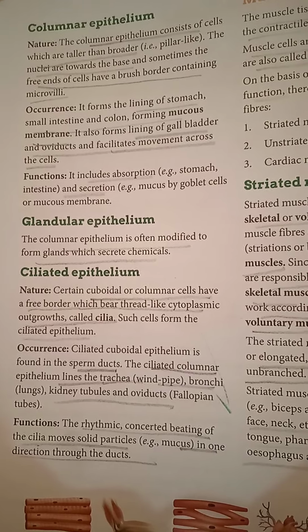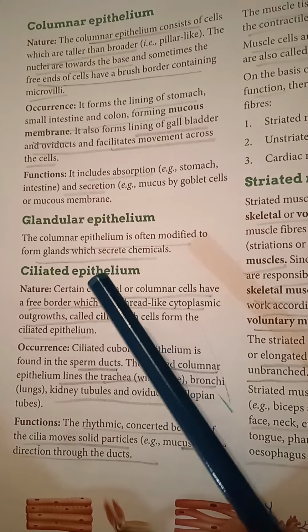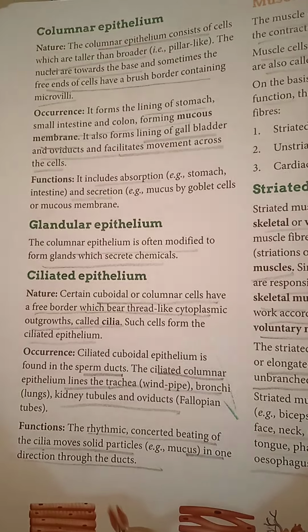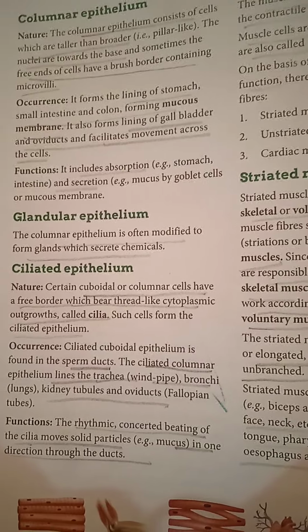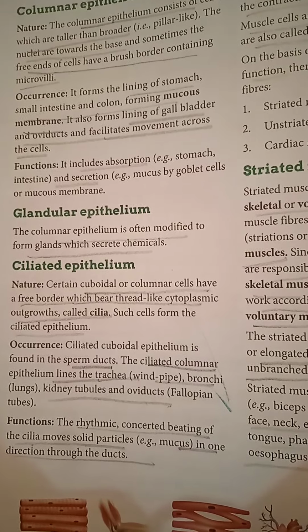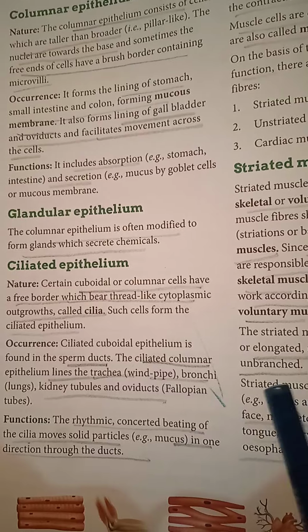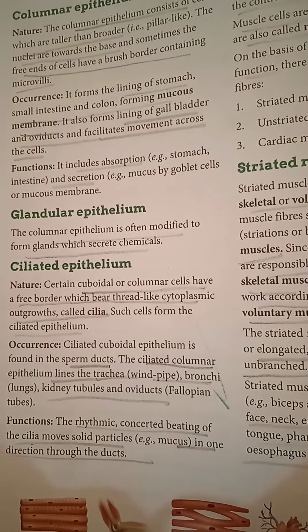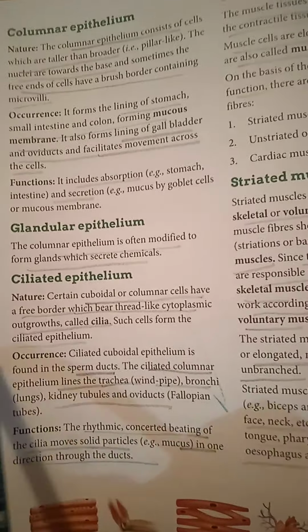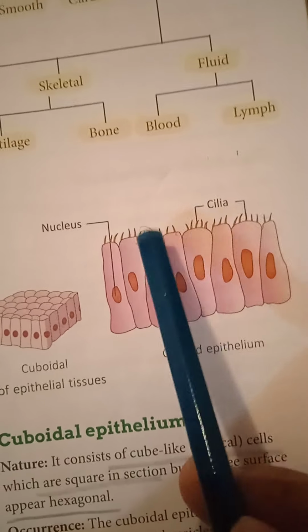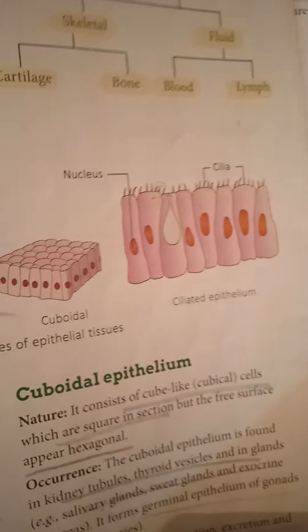Now, glandular epithelium: sometimes columnar epithelium gets modified into glands, and their main function is to secrete chemicals. Now, the ciliated epithelium may be cuboidal or columnar. There are thread-like cilia, as you can see here, thread-like projections. These kinds of cells form the ciliated epithelium.